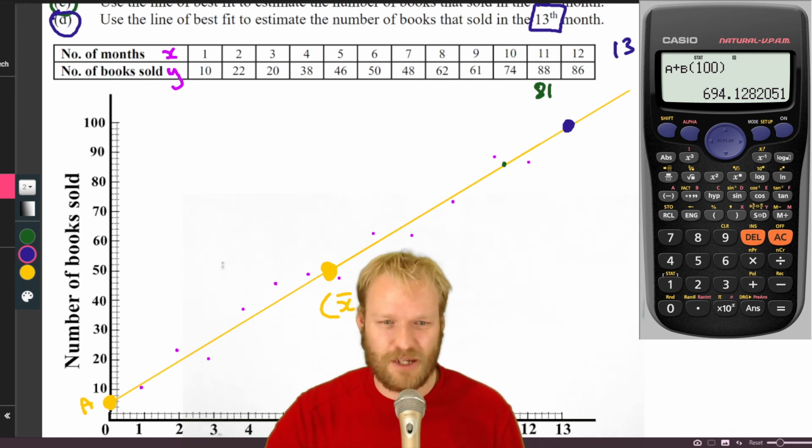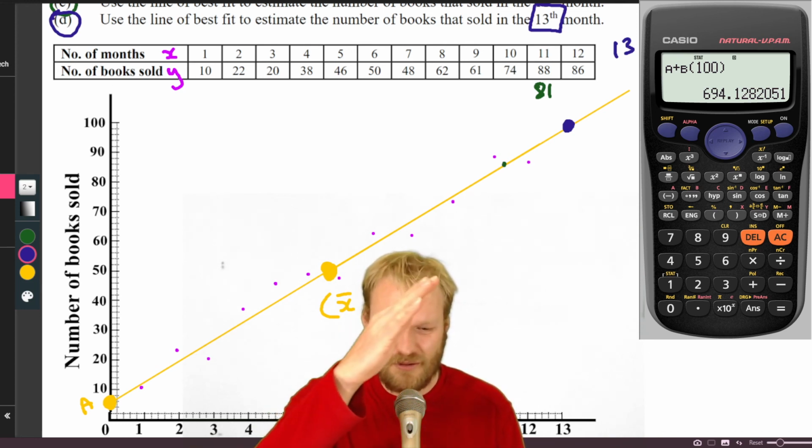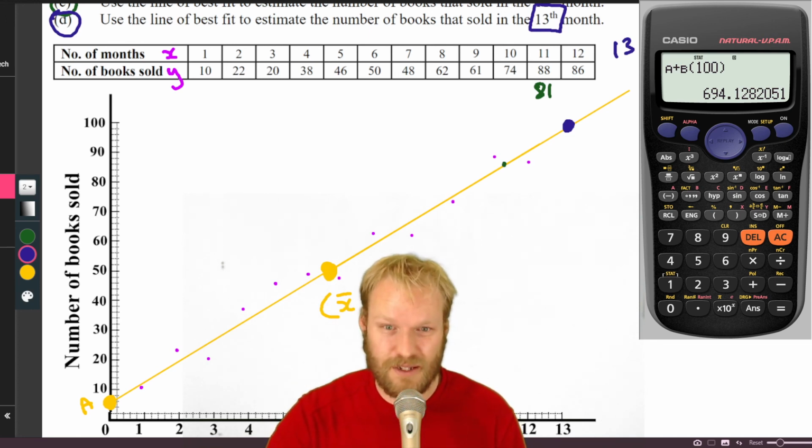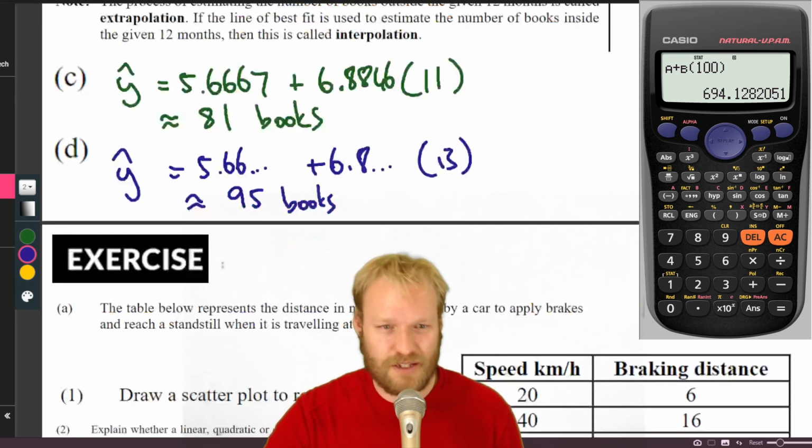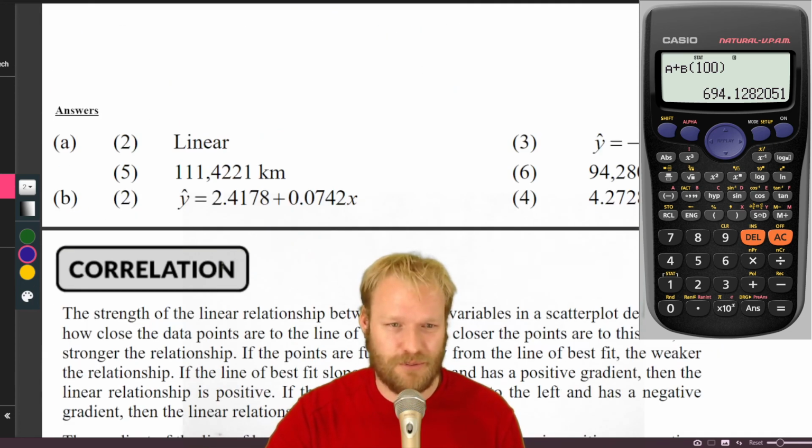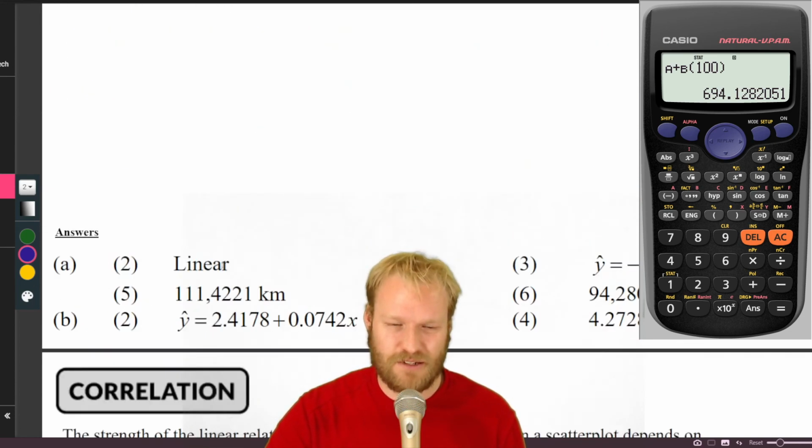Maybe we need to just think about this. Whereas in between the data points, it's a good guess, in the 5.5 month or something, how many books, that kind of matches. But extrapolating assumes that it's going to carry on increasing by the same rate all the time, which perhaps it won't. So exercises for you to do, a few examples there, and the next video will be on correlation.